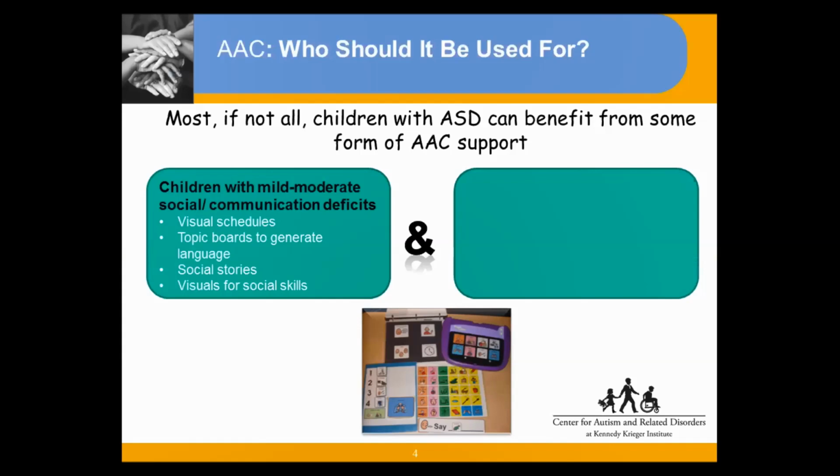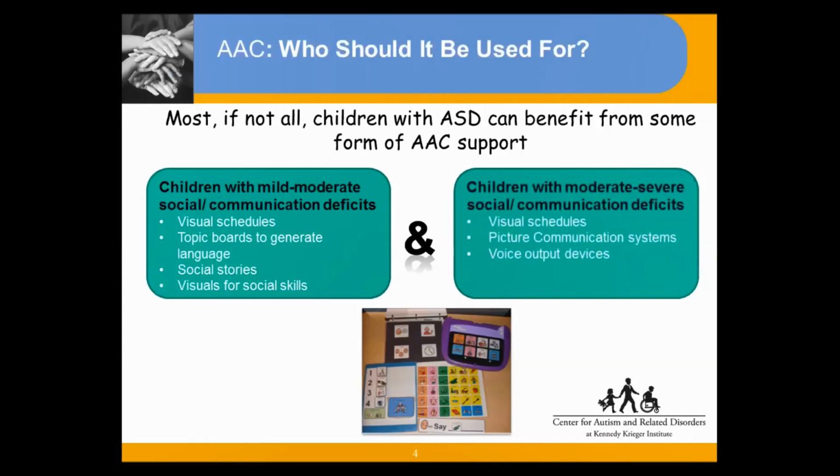Or maybe a child is able to communicate their wants and needs verbally, but the social communication aspect of their verbal abilities is difficult. So they may need topic boards to participate in conversation, just some other types of picture-based supports to help with that purpose of communication. Social stories are visual supports for kids who might be entering a novel environment or an environment that might be difficult for them. So picture-based supports in that way can help with behavior and communication, or even just some simple visual supports for social skills.